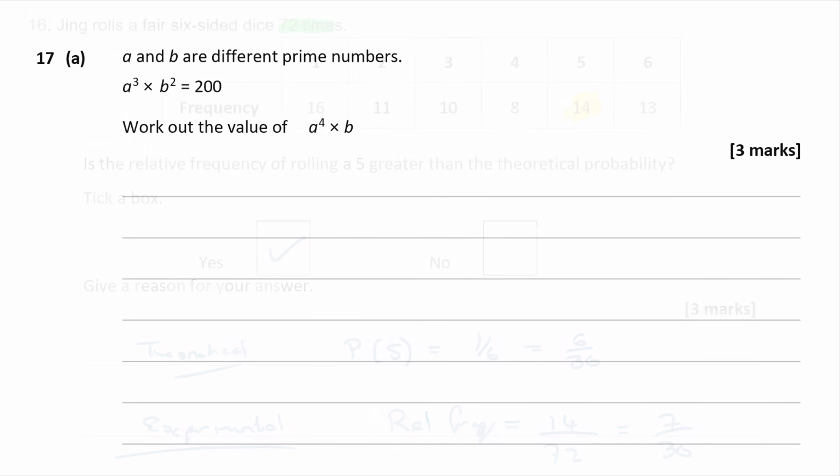Okay? Question 17a. A and b are different prime numbers. I know that a cubed times b squared is 200. Work out the value of a to the power 4 times b. Okay, so a and b are primes. So what are the cubes and the squares of primes? Low primes, I guess, because remember I have to multiply these together, so they're not going to be terribly big.